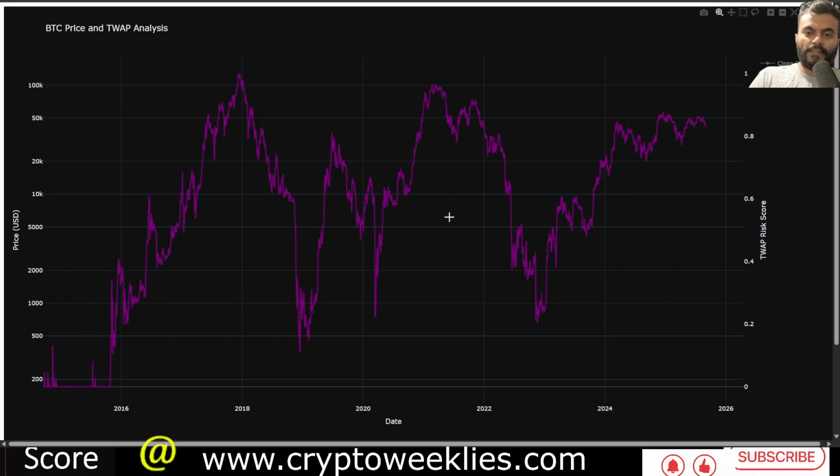This time around, there is a difference. This area of around 0.85 to 0.9 risk has been acting as resistance for quite a while. There are 1, 2, and now a third attempt to get beyond this. If it does not happen in the next 3 to 4 months, and the chances are, there are a lot of similarities between this cycle and 2017.